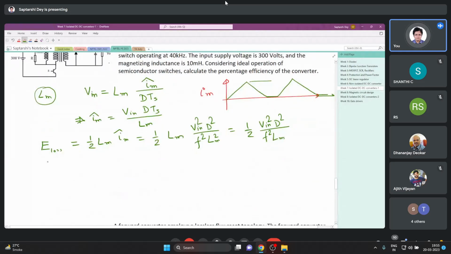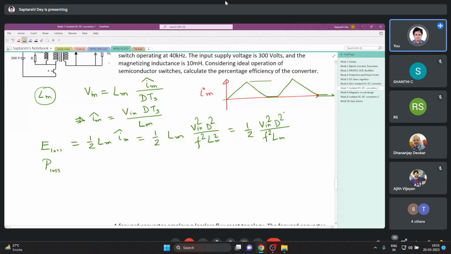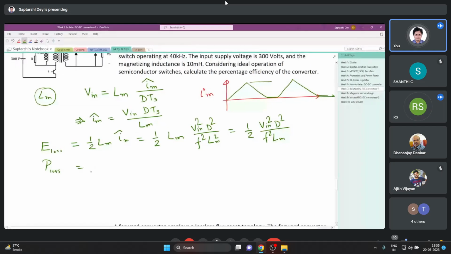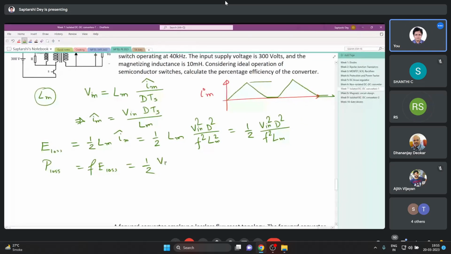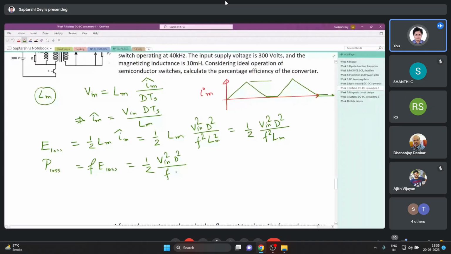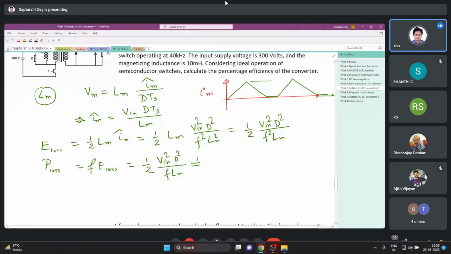So what is the power loss? This much is lost in every cycle, so how much is lost in a second? That is the power loss in watts. That is nothing but frequency times energy loss. So that comes out to be half Vin squared d squared by f Lm. Oh, sorry, it is Lm. So this is it. I think we have all the data.